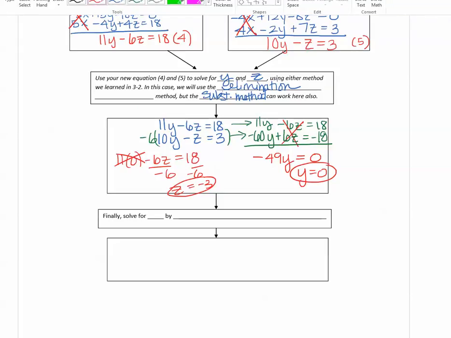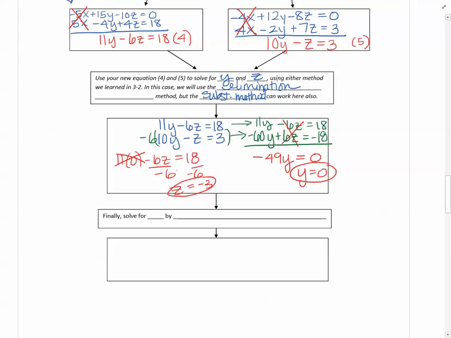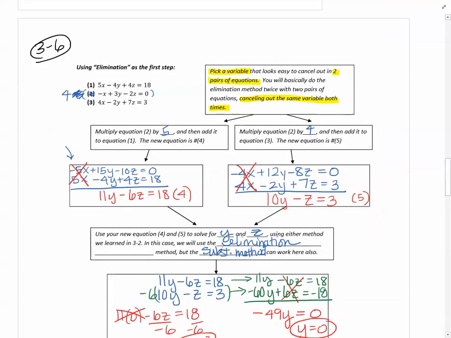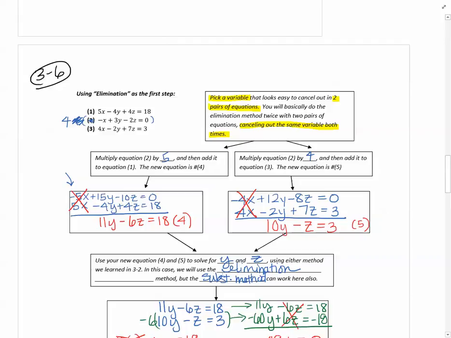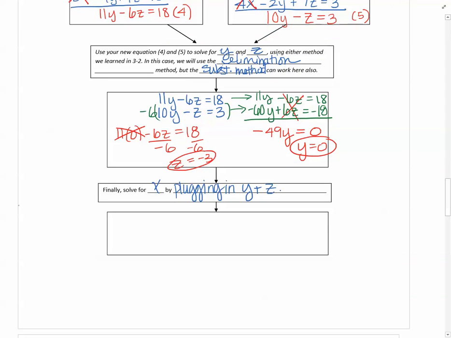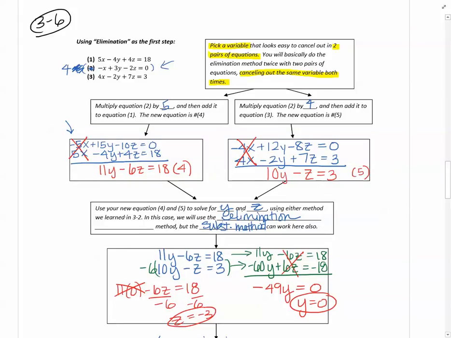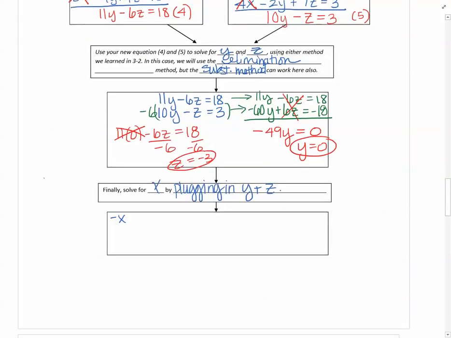Then we need to solve for our last variable, which was the x. Solve for x by plugging in y and z. We do that in one of our original equations that has an x and a y and a z. I'm going to choose equation 2 just because the numbers are smaller, or it doesn't matter. That was negative x plus 3y minus 2z equals 0.